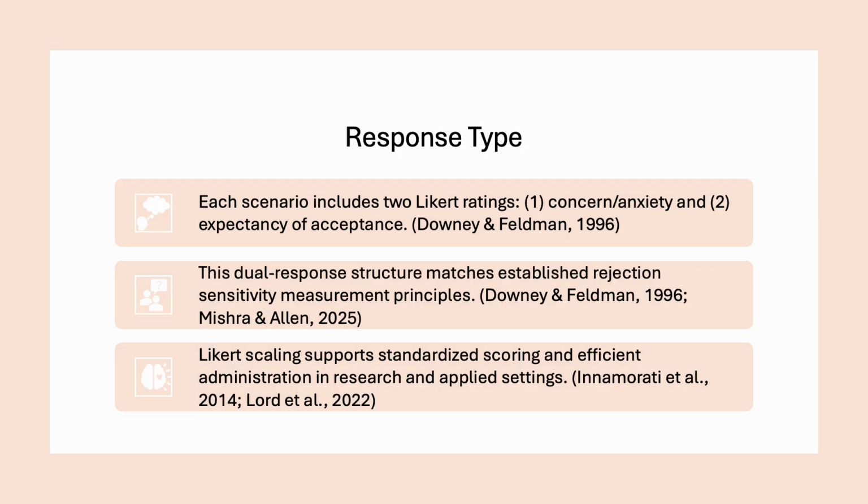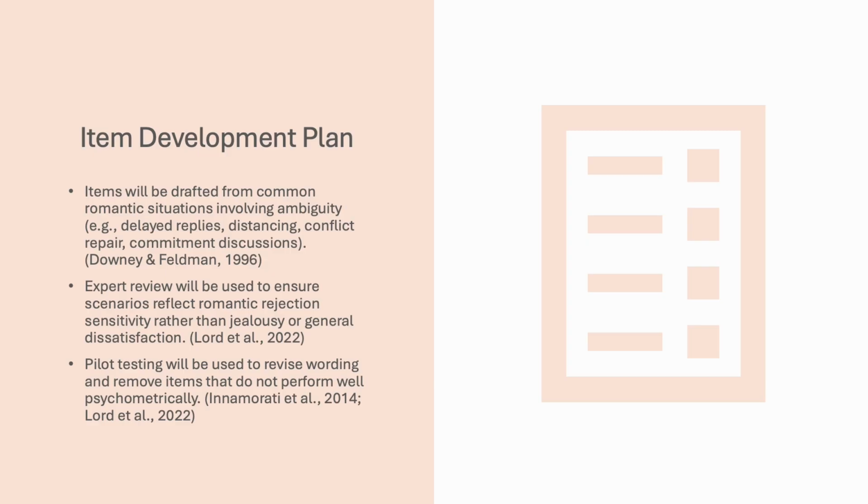Also, using a 6-point scale can reduce excessive midpoint responding and push respondents to lean one direction or the other. Items will be drafted from common romantic situations involving ambiguity, such as delayed replies, distancing, conflict repair, and commitment discussions.